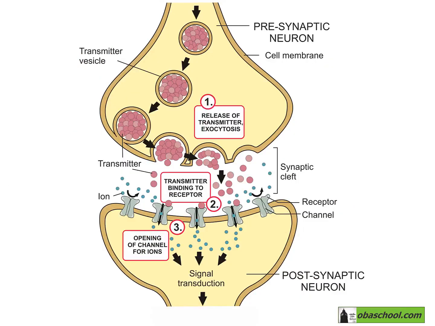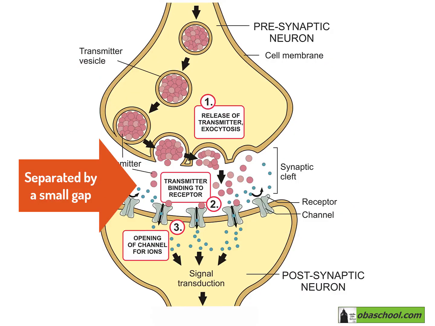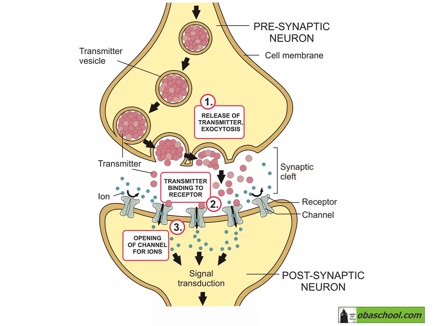However, neurons are separated by a small gap, which is called the synaptic cleft. This synaptic cleft is about 20 to 30 nanometers wide. In the synapse, we have three different parts: the presynaptic neuron, the synaptic cleft, and the postsynaptic neuron.